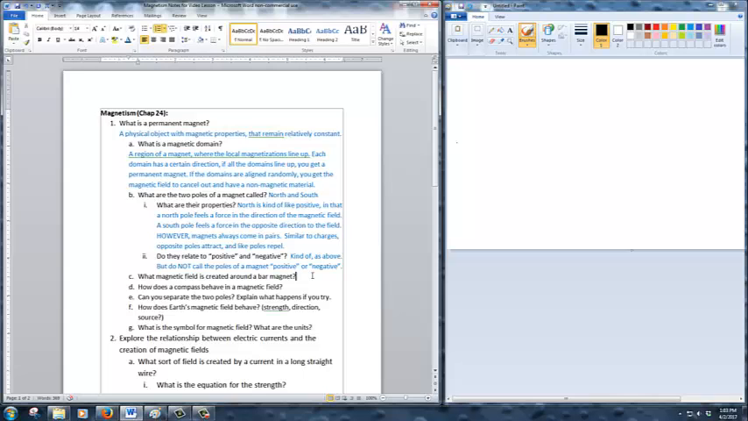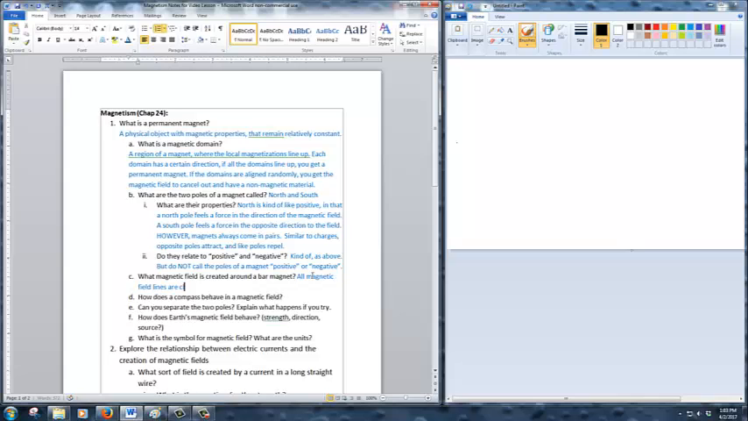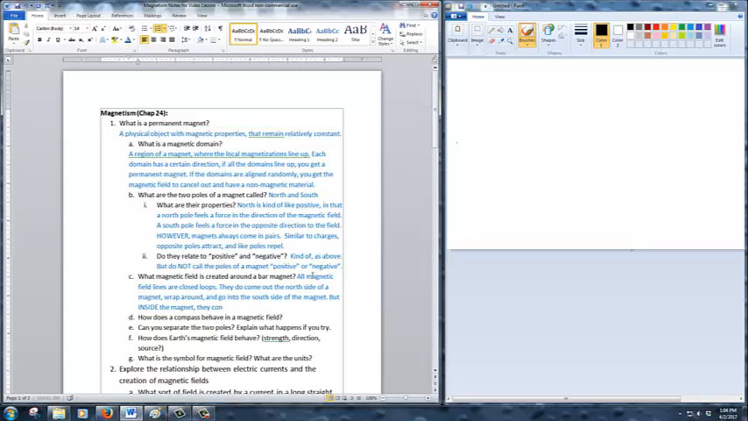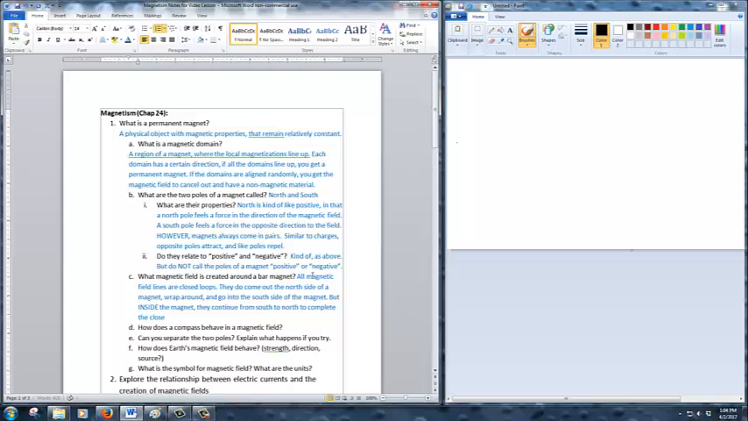What magnetic field is created around a bar magnet? So, cool thing about magnetic field lines, because you can never separate the north and south poles, all magnetic field lines are closed loops. All magnetic field lines are closed loops. They don't start on one thing and end on the other. They continue through the object, but they do come out the north side of a magnet, wrap around, and go into the south side of the magnet. But inside the magnet, they continue from south to north to complete the closed loops.